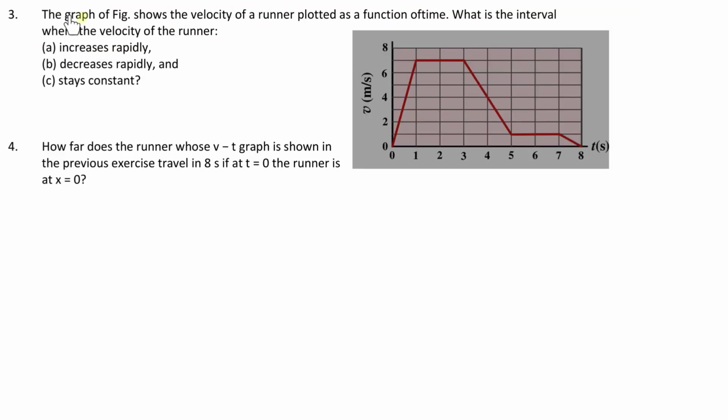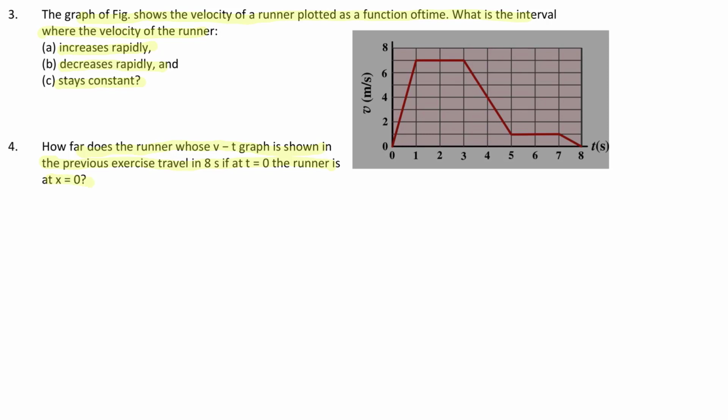Next question. The graph shows velocity of a runner plotted as function of time. What is interval where velocity of runner increases rapidly, decreases rapidly and stays constant? So by direct observation you can answer that it increases rapidly, decreases rapidly, and in this and this it remains constant. Next, how far does the runner whose VT graph is shown in the previous exercise travel in 8 seconds if at t equal to 0 x was 0?